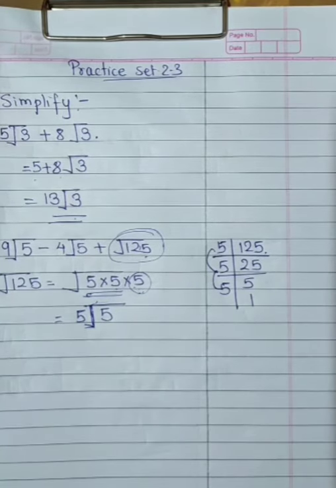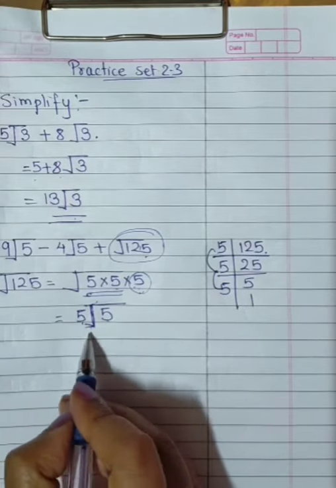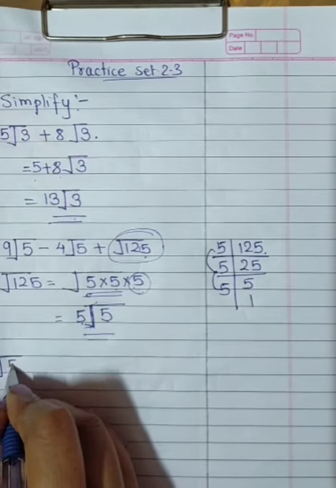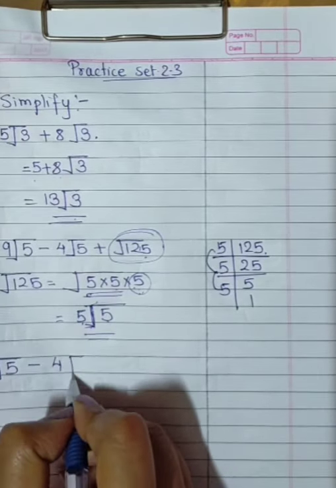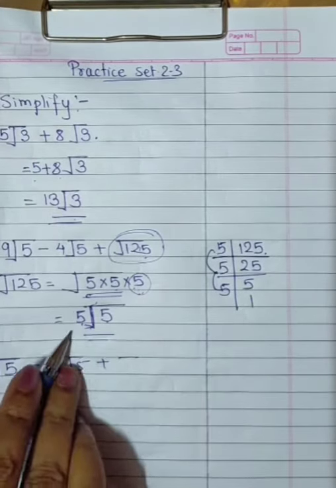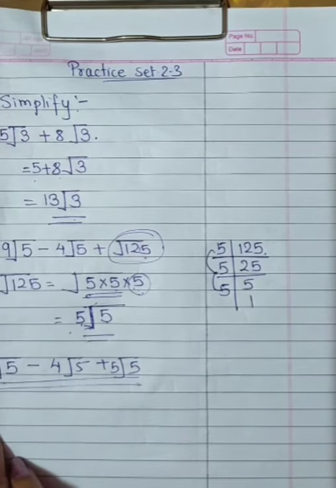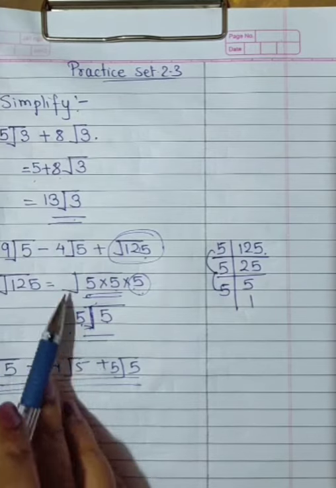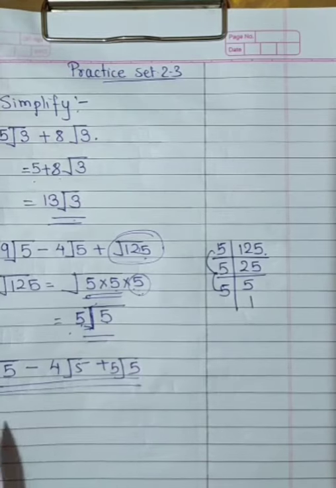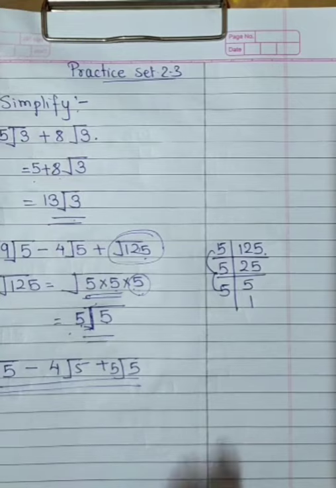Okay, now 5 square root 5 we got. Now I am writing the sum, that is 9 square root 5 minus 4 square root 5 again plus this one will come 5 square root 5. Here as you can see, the radical sign is this one. Radicand means what comes inside the radical sign. Again I have already explained, but still I am saying so that you should not get confused.